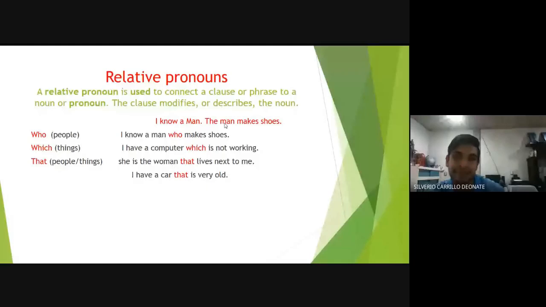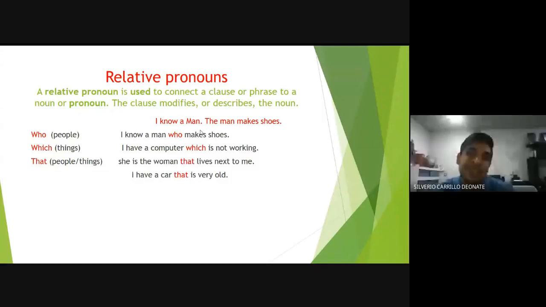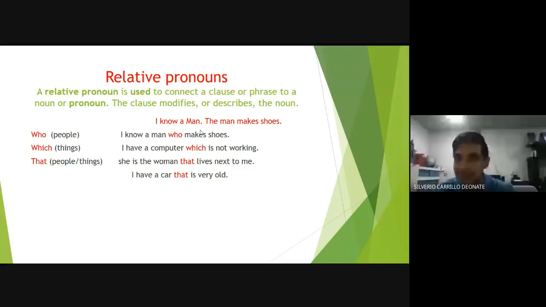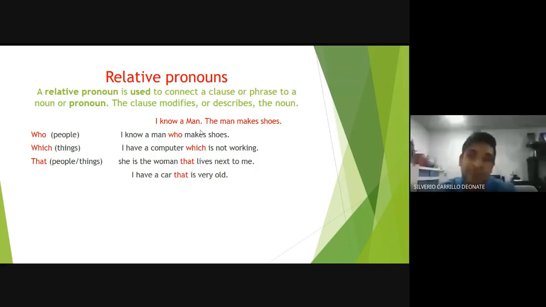But if we just leave it in that way, it's not going to make sense because we need to say, I know a man makes shoes. O sea, si quitáramos la segunda parte de man, sería como I know a man makes shoes. Entonces ahí la oración es un poquito de cierta estructura. Entonces, para que eso no pase, agregamos el pronombre relativo who. I know a man who makes shoes. Si lo traducimos como tal, va a ser como conozco a un hombre quien hace o que hace zapatos.